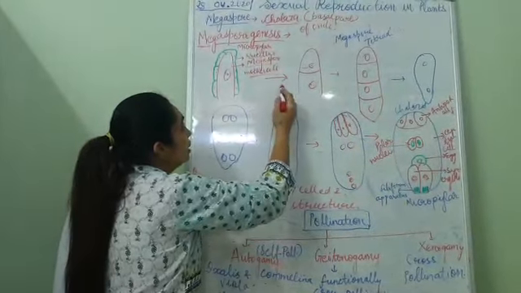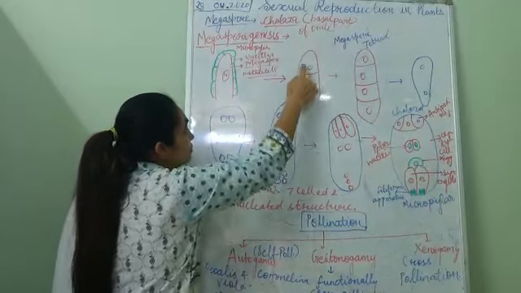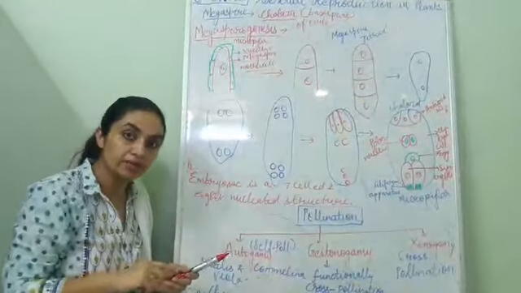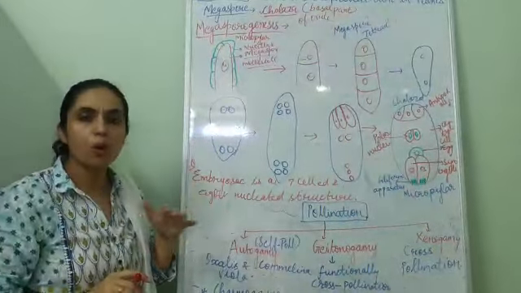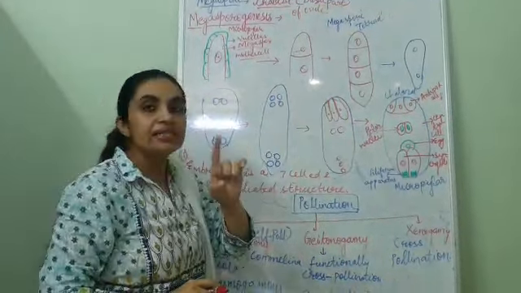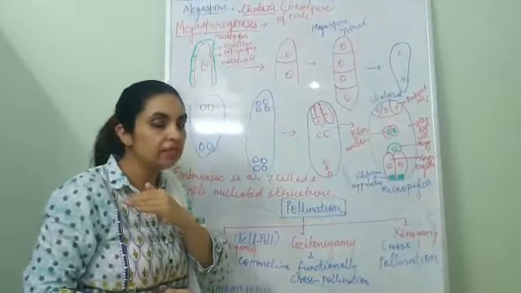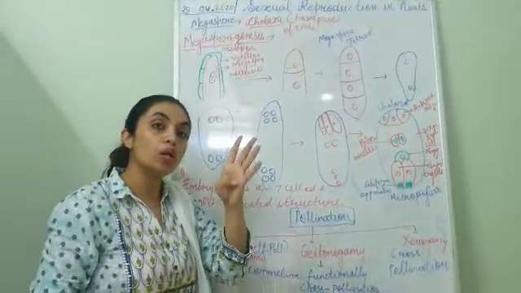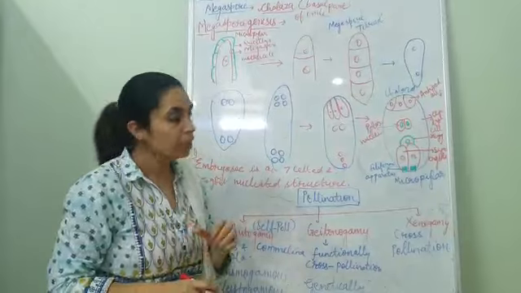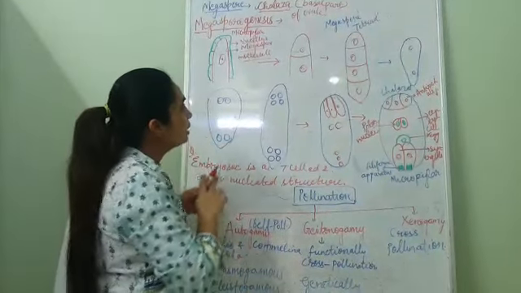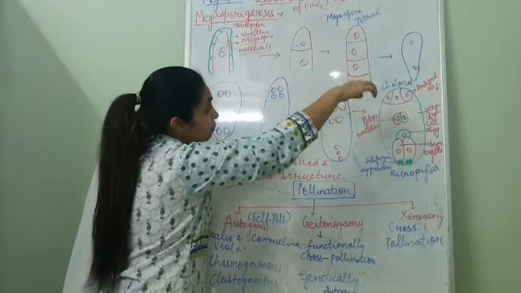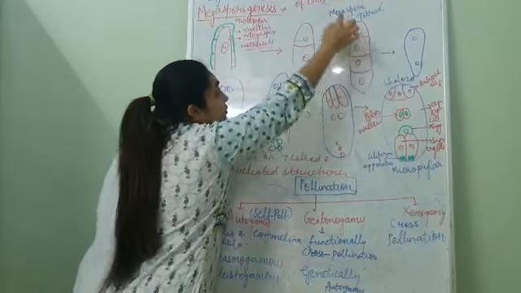Now the division will take place. Meiosis will take place. Firstly two cells, then later on the megaspore tetrad, just like the microspore tetrad, will be formed. Till here the process is almost similar, but now from this tetrad only one cell is going to be functional, the rest three will degenerate. While in microspore all four cells were functional and forming pollen grains.